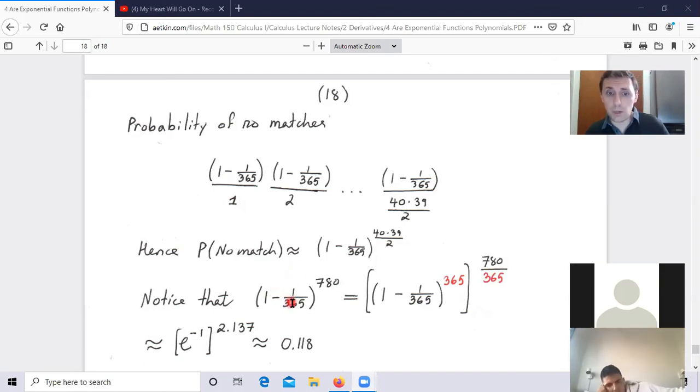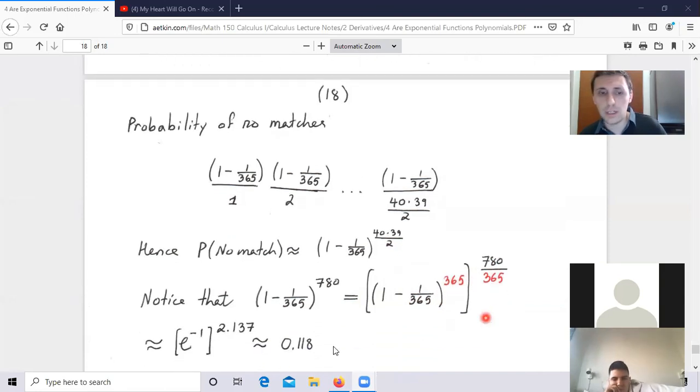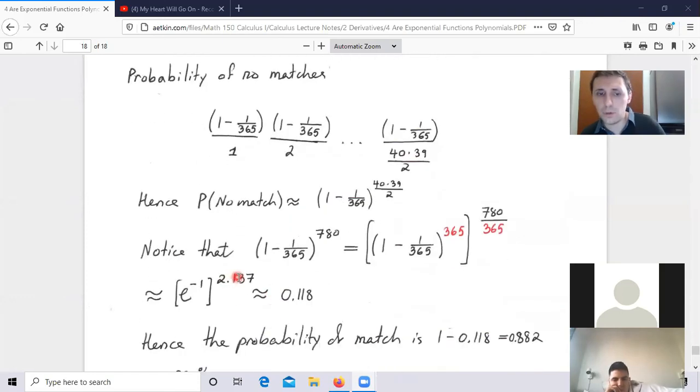So 1 minus 1 over 365 to the power of 780, what number would you have preferred to see here? The number you would have preferred to see is 365. Do you know why? Because 1 minus 1 over 365 to the power of 365 looks like e to the minus 1, because this looks like a large n to the large n. So I introduce the 365 and divide it over here, and what I get is approximately e to the minus 1, to the power of 2.137. This is 0.118, and that's the probability approximately that nobody shares a birthday. So one minus it will be the probability that at least two people share their birthday, and that is 0.88.